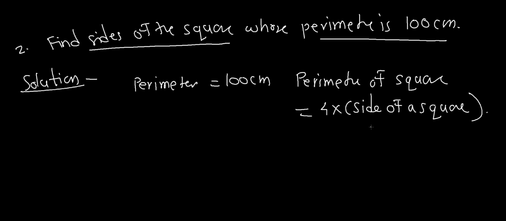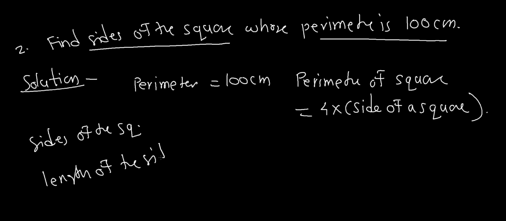Why is it so? Because the lengths of the sides of the square are equal. Here we have to calculate the sides of the square. If we get the length of one side, we'll get the length of all the sides. So first we need to find the length of the sides of the square.